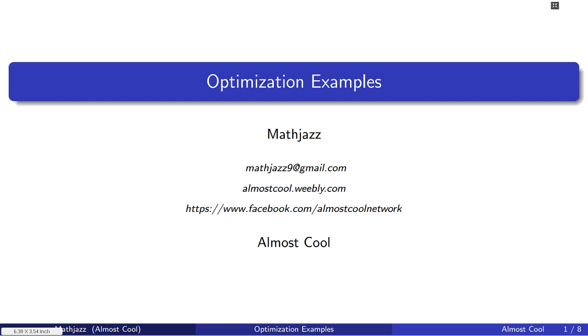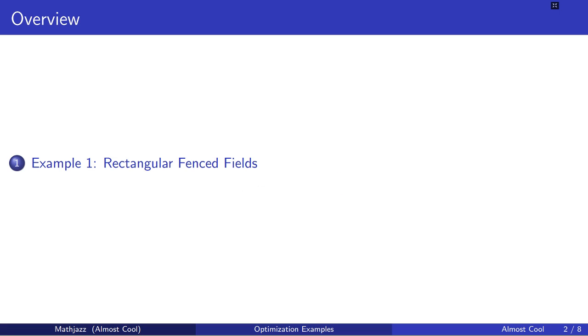This is the first video in our series of videos on common optimization problems. Today, we're going to optimize two rectangular fields that share a common fence.